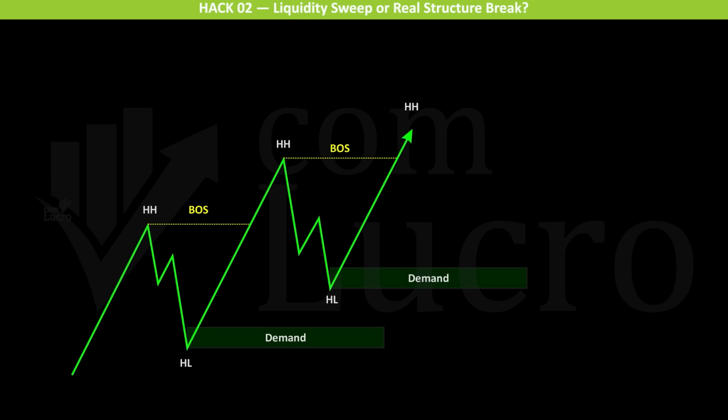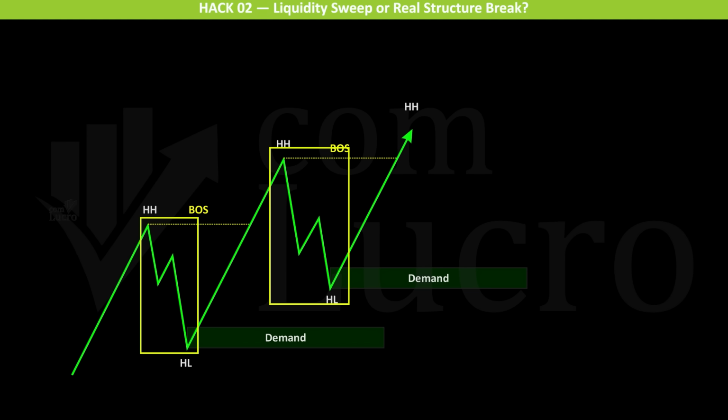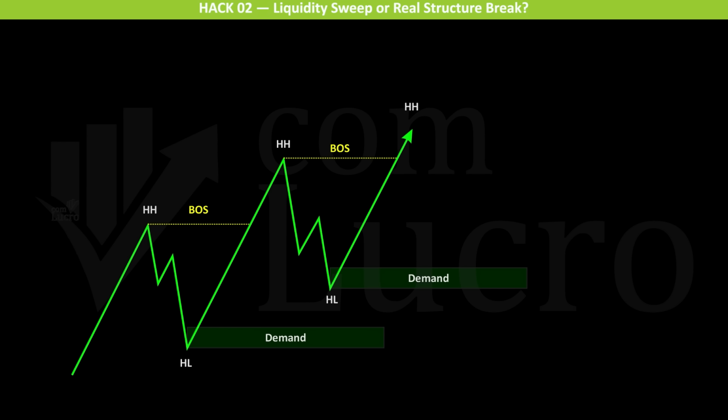In classical terms, it prints higher highs and higher lows. Inside this type of trend, what we call a pullback is simply a retracement of price before continuation. On the Lucro channel, pullback and retracement mean the same thing. Every time a structural level is broken, a fresh demand zone is formed. And that zone often becomes the reference area where the pullback reacts.